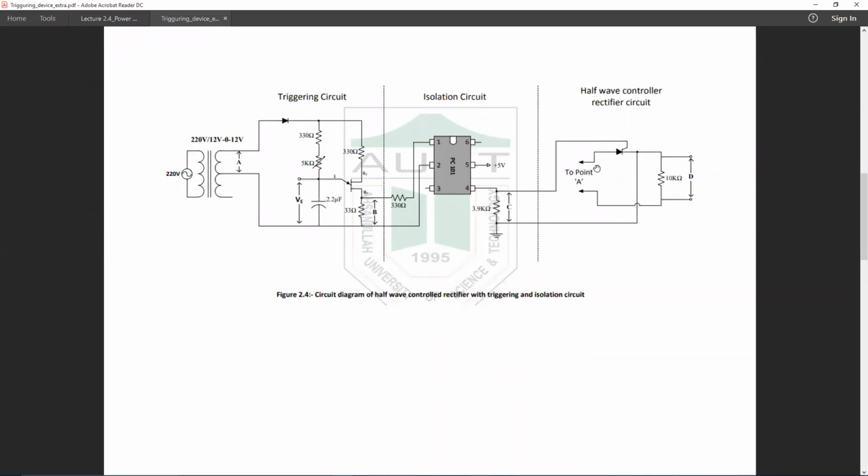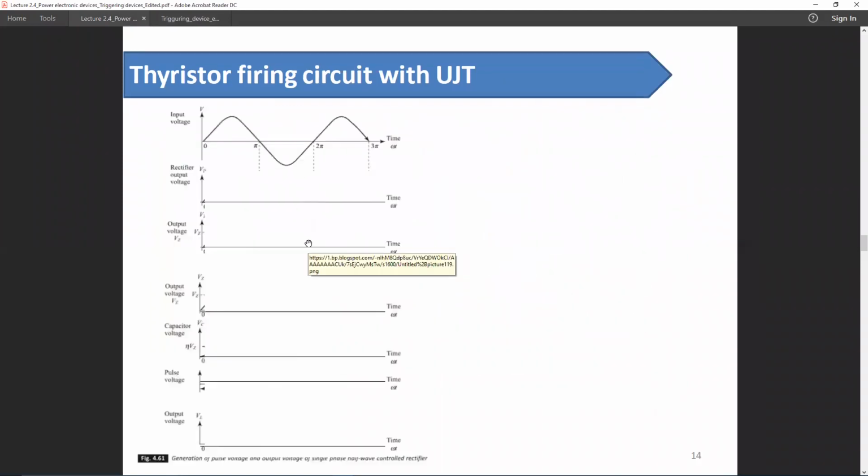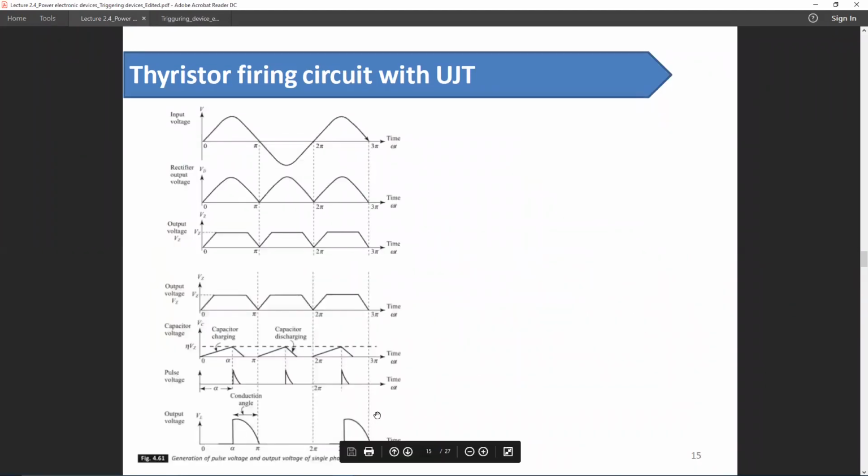So if we connect this point to this point, we will have a half-wave rectified output like this, and the charging and discharging and the trigger voltages will be like this. Here is a correction. This shape of discharging curve will be similar to this one, and this charging curve will be exponential.